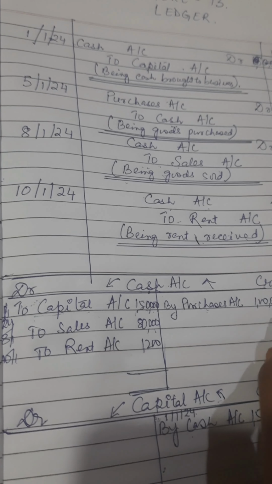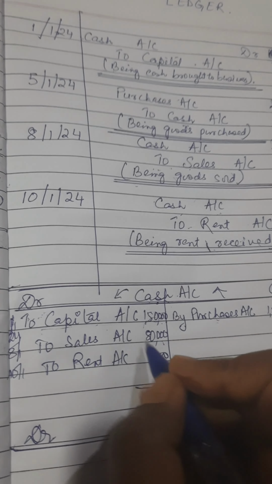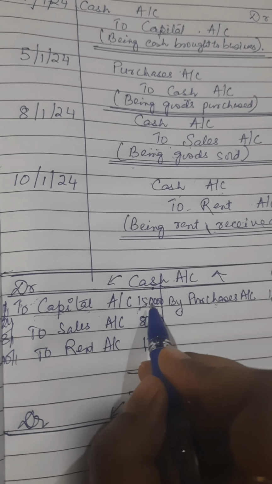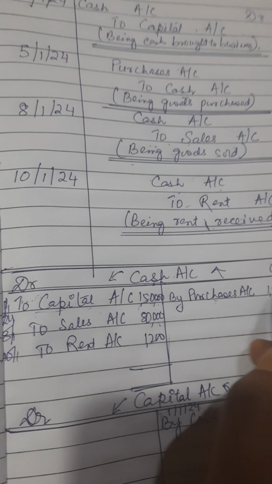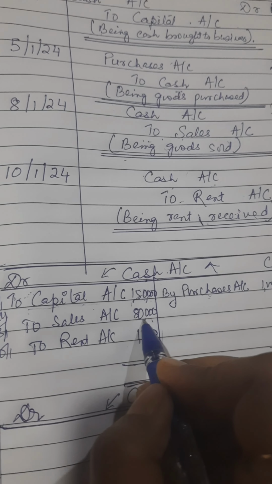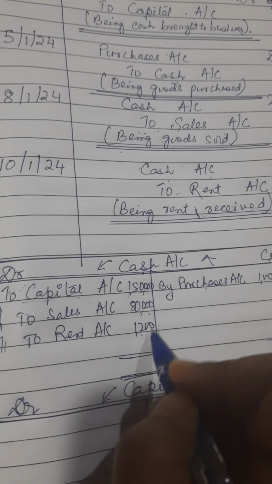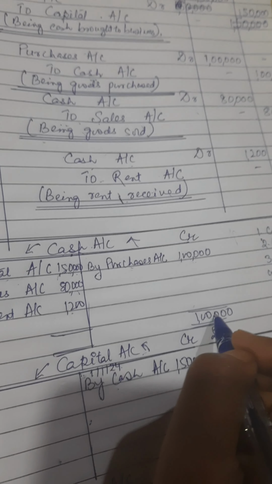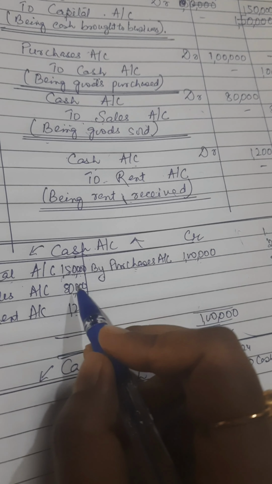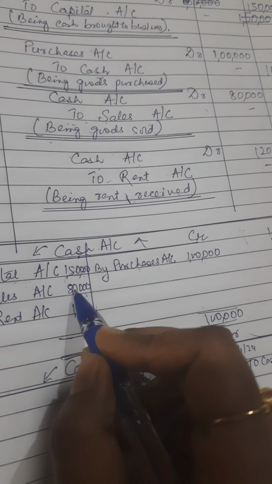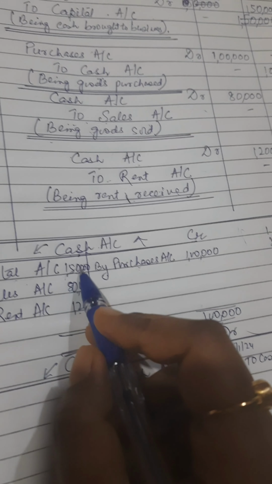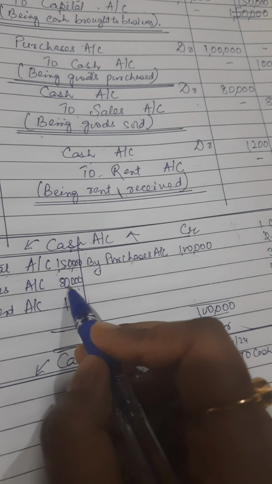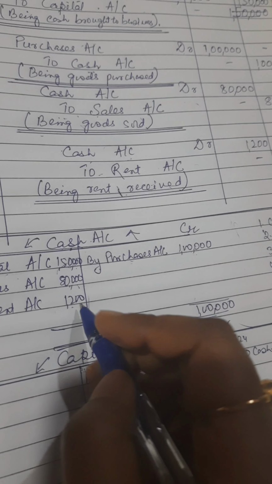So this side is smaller, and this side will be bigger. I brought 1,50,000 into the business as cash, from which I purchased 1 lakh, and then I received 80,000 by selling, and I received rent also. I'll total this side first. By mistake I have added here. Don't write this. Add this 1,50,000 plus 80,000, which is 2,30,000, and 2,30,000 plus 1,200.